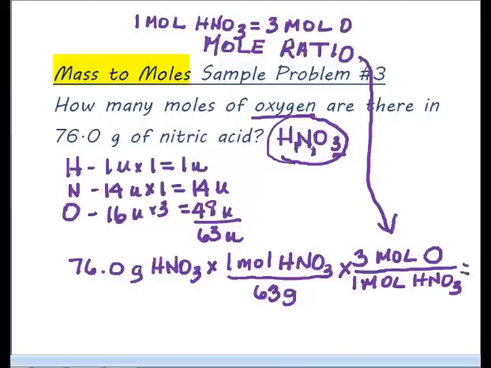When we do the math, we find out that the answer is 3.62 moles of oxygen. And if you look at your answer to the previous sample problem, you'll notice that the answer there was 1.21 moles of nitric acid. And if you do some quick math, 1.21 times 3 is approximately 3.62. So be aware, the mole ratio step is something that's going to be with us for a long time to come. And now let's move on to our practice problems.